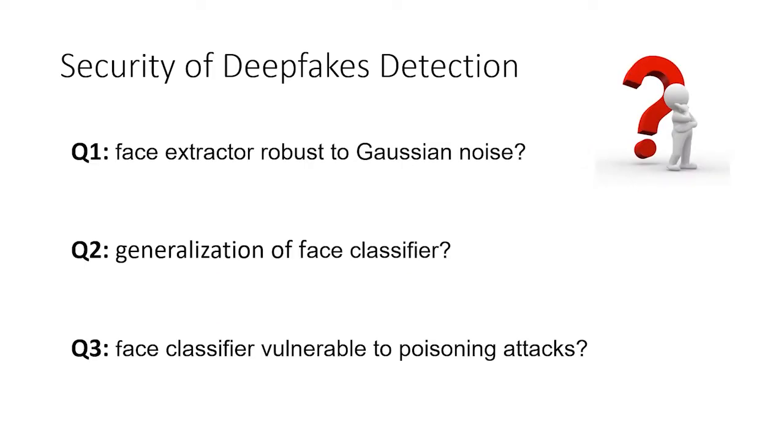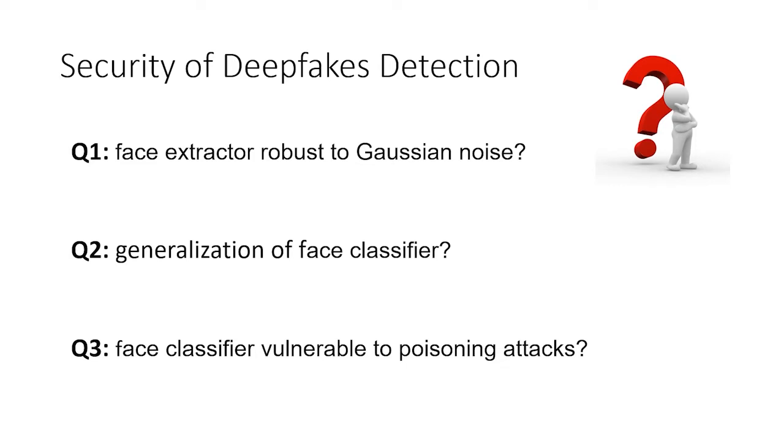In this work, we perform systematic measurement studies to understand the security of deepfake detection. The security of a deepfake detection method relies on the security of both the face extractor and the face classifier. Therefore, we perform measurement studies to understand the security of both components. In particular, we aim to study the following three questions, where the first question is related to the security of face extractor, while the other two questions are related to the security of face classifiers.